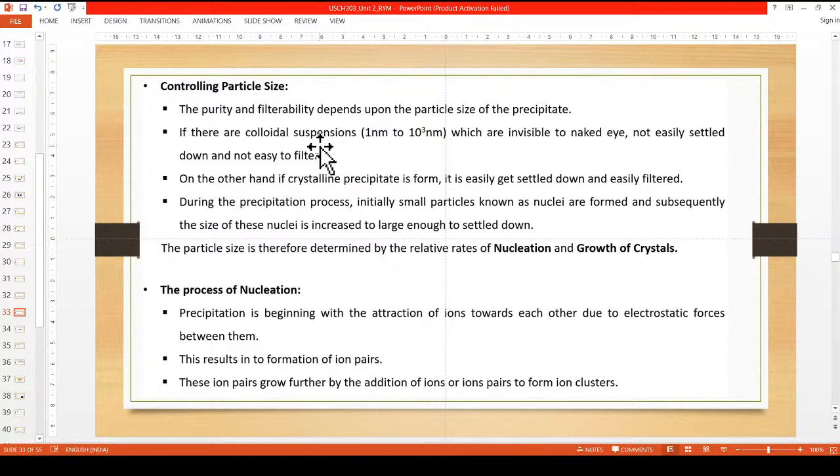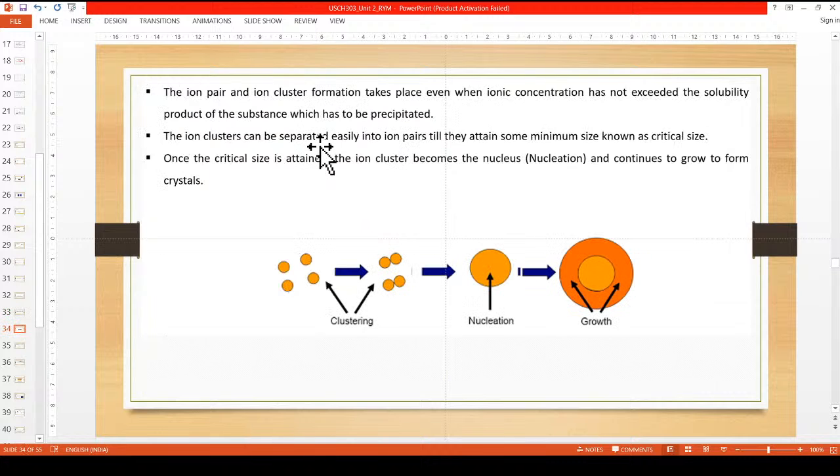So there are two steps of crystal formation or growth: nucleation and growth. Let us see what those are. When each metal ion is combining with the precipitating agent, there is formation of small nuclei.